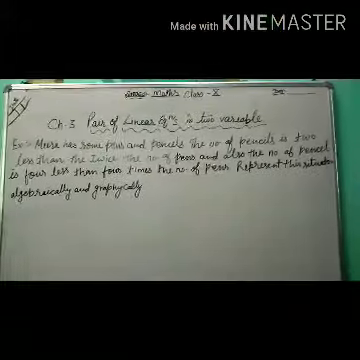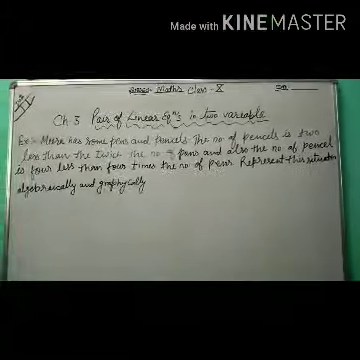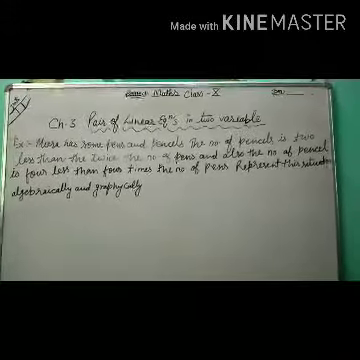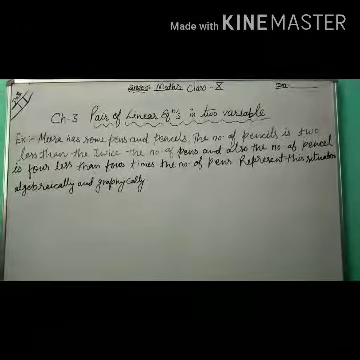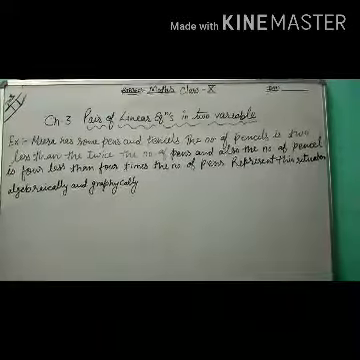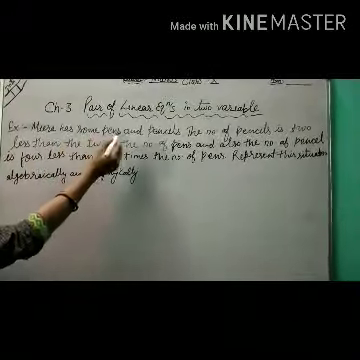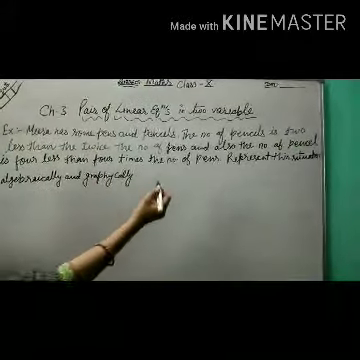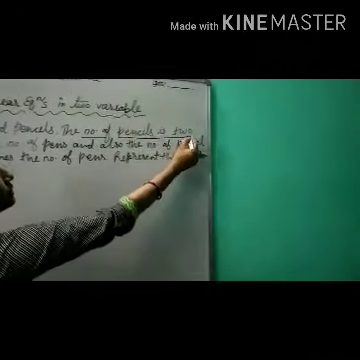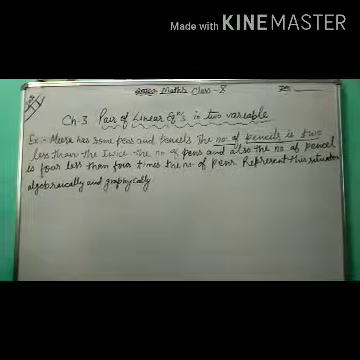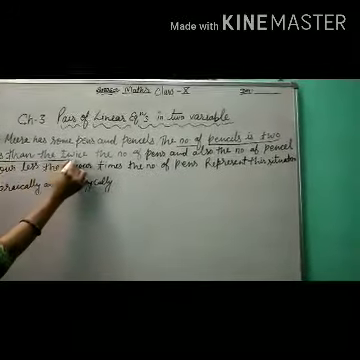Hello my dear students of class 10. So in this video we have an example of the graphical and algebraic representation of a line. Here we have a question. Meera has some pens and pencils. The number of pencils is 2 less than twice the number of pens.